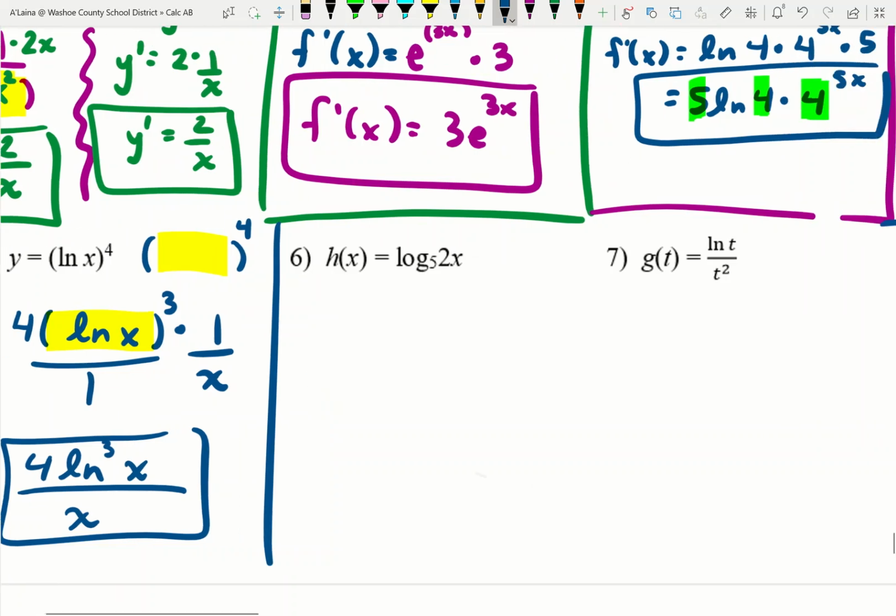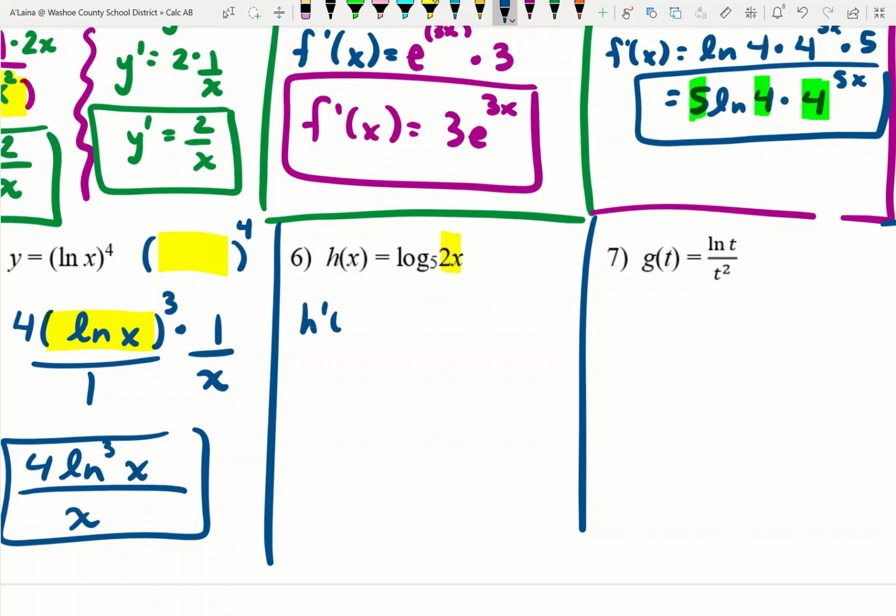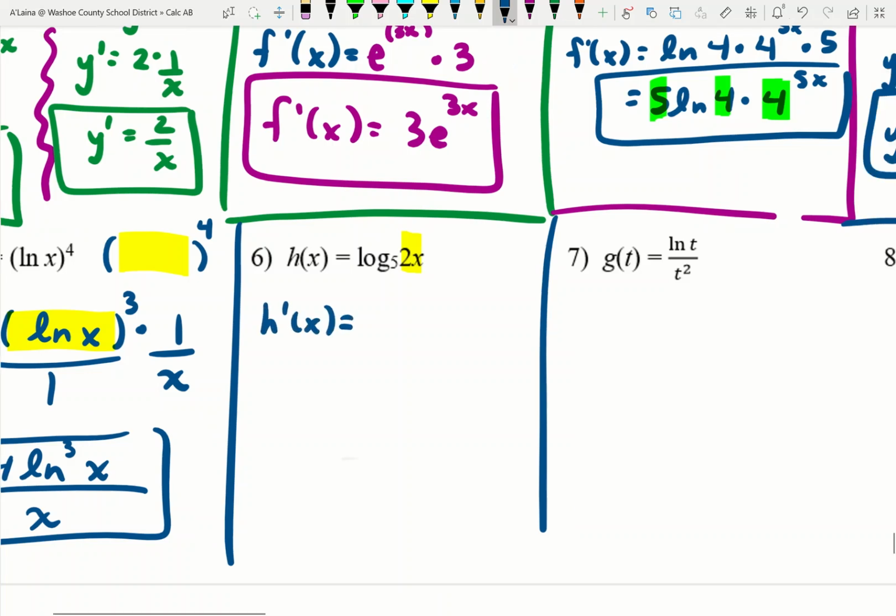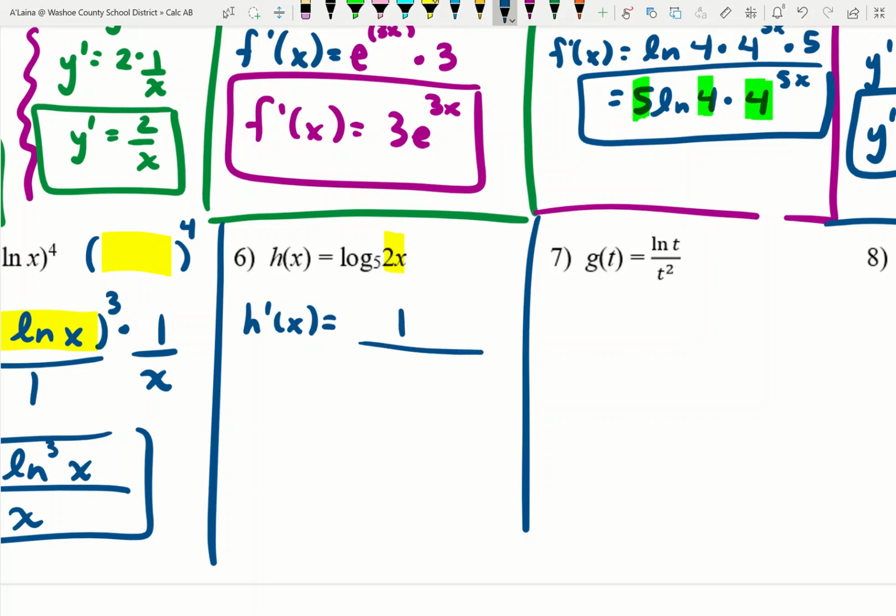For number 6, we are doing log base 5 of 2x. People don't identify this one properly as requiring the chain rule, but this argument is not just x. Alright, so we do have to use the chain rule here. So, the formula for the derivative of a log of some base is 1 over the natural log of the base times the argument. Okay, so this is always the natural log of the base, and this is times that argument that showed up in the original problem.